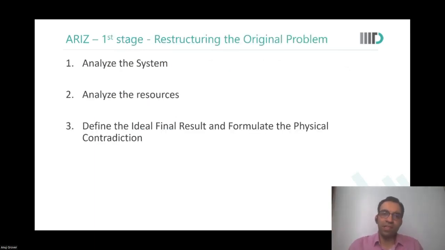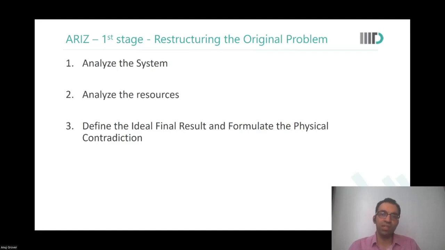So in the first stage, you essentially analyze the system. Okay, what is this engineering system about? This is like creating a function model of the system, doing the CECA analysis, cause effect chain analysis. Then you analyze the resources. You identify all the possible resources. Air could be a resource, gravity is a resource, so many things. You could just put forth every resource that you can think of. And very importantly, you define the ideal final result and formulate the physical contradiction.